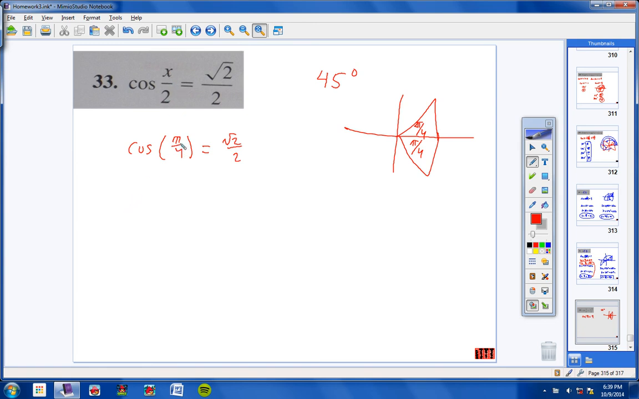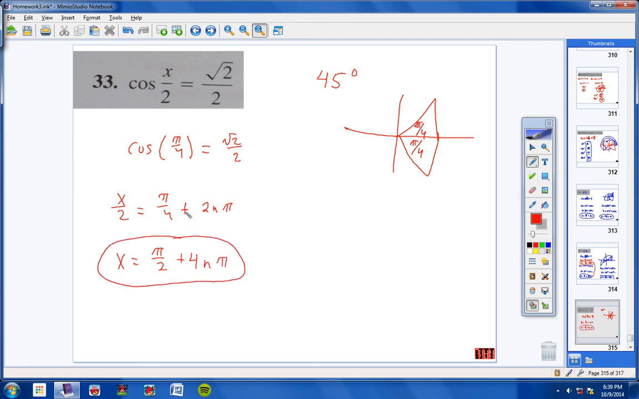So really, pi over 4 does not equal x. Pi over 4 equals x over 2. So I really have x over 2 equals pi over 4 plus 2 pi n. Now, instead of dividing everything by 2, I'm going to multiply everything by 2. So multiply x over 2 by 2, I get x. Multiply pi over 4 times 2, I'll get pi over 2. And multiply 2 pi n times 2, and I'll get 4 pi n. Okay, so there's one answer right there.